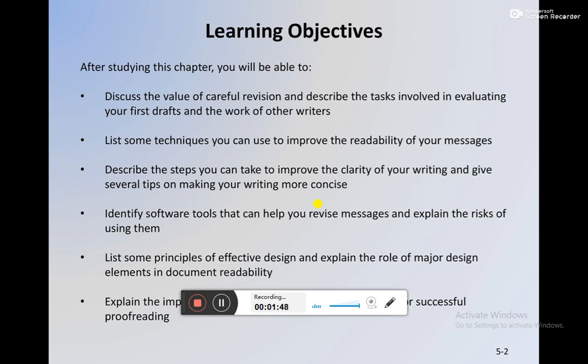You will also be able to identify software tools that can help you revise messages and explain the risks of using them. And you will also be able to list some principles of effective design and explain the role of major design elements and document readability.